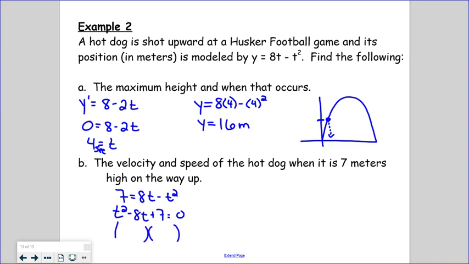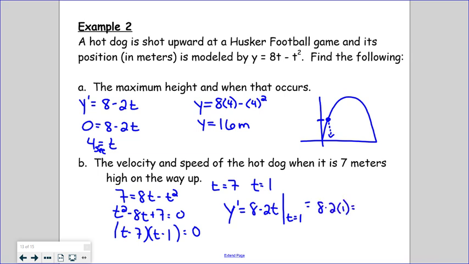Solve, we get 2 t values, either at time equals 7 seconds or time equals 1 second. Well, the one that's going to be on the way up would be at time equals 1. So what is the velocity and speed? We go to our velocity function. We evaluate at time equals 1. So we would get 6 meters per second. Because that's a positive number, that would also be our answer for speed, right? Also 6 meters per second. Questions on that? Okay.